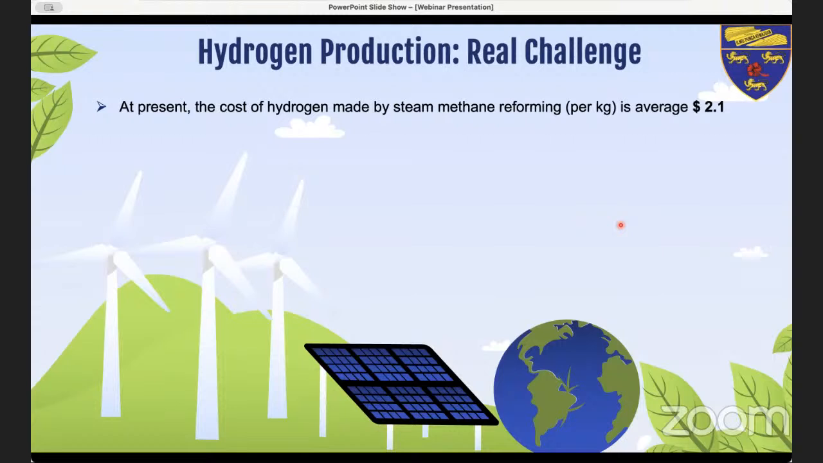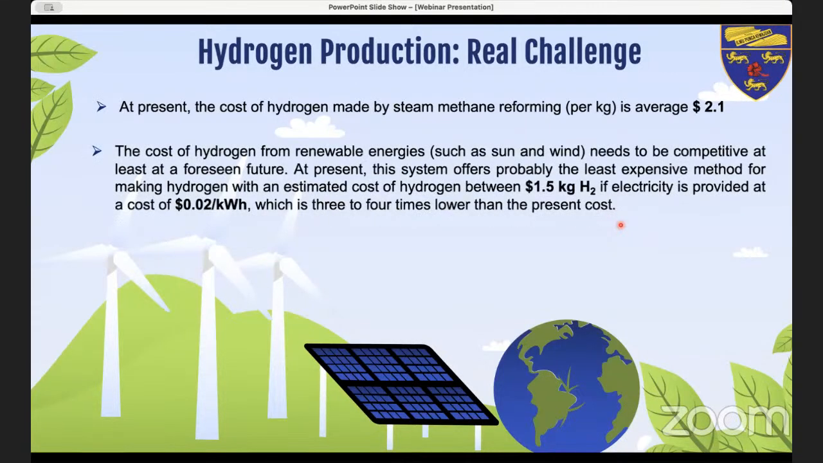And if we want to produce hydrogen using water electrolysis, then the price of 1 kilogram of hydrogen is around $1.5, if we suppose that the price of 1 kilowatt hour of renewable energy is around 2 cents. But we know that right now it is more than 2 cents. So still, $1.5 is expensive compared to fossil fuel.